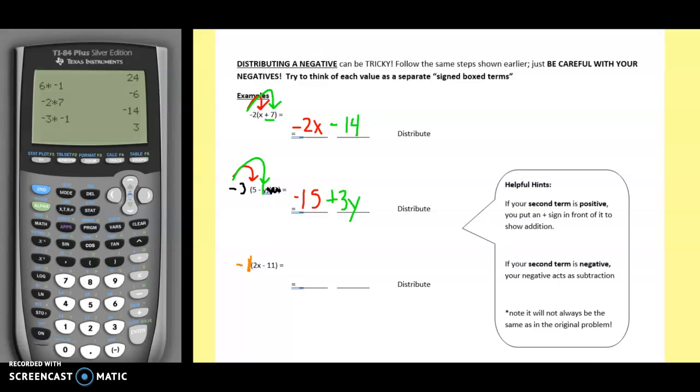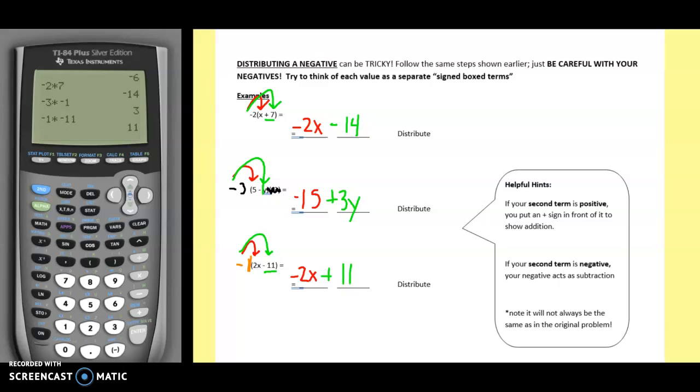So if it helps to write that in there, I often do, go right on ahead. It just helps kind of clear up what you're doing and what you're distributing and then proceed with your steps. So negative 1 times 2x gives us negative 2x. Then that second distribution here, we have negative 1 times a negative 11. So 2 negatives, if you remember your rules, do flip over to a positive when you're multiplying. So again, make sure you put that positive connector in there, plus 11.